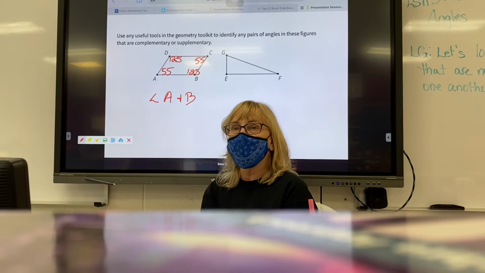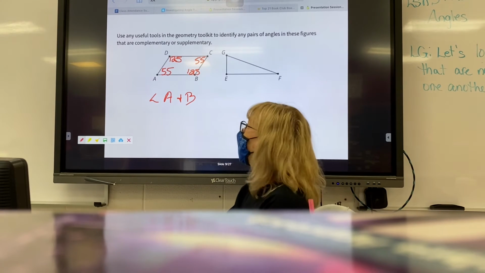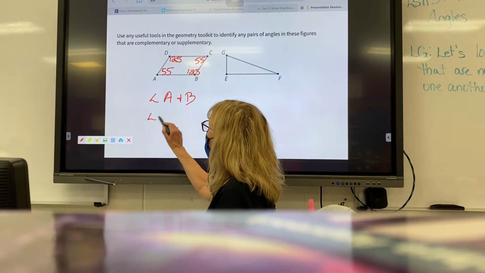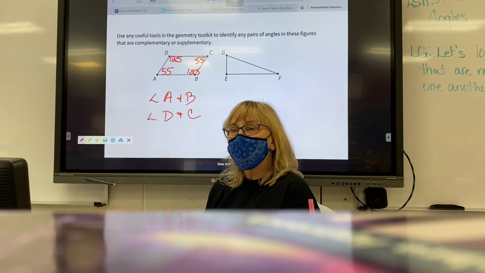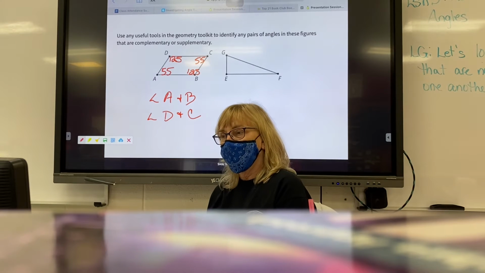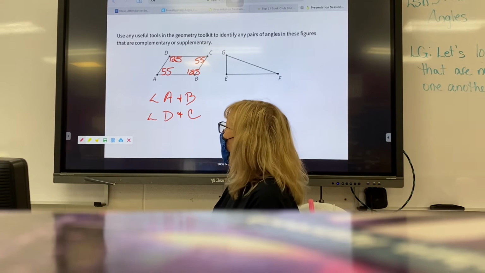Somebody on Zoom, give me another pair of supplementary. D and C. What does supplementary mean again? A straight line, adds up to more than 180. That adds up to 180. Adds up to 180, D and A and then B.